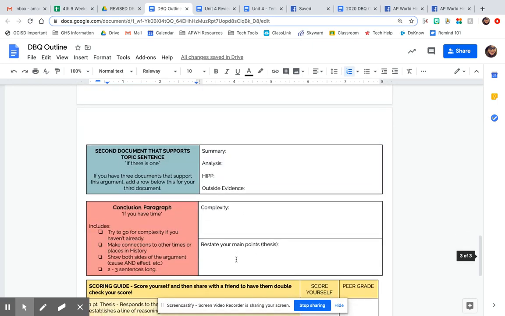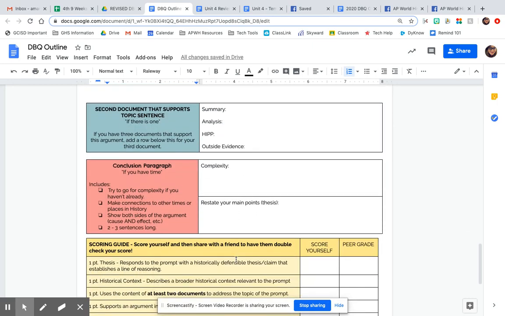At the bottom, I have a conclusion paragraph where you can try to shoot for that complexity point if you haven't already throughout your essay. Ideally, complexity is something that you work on getting throughout the essay. That's where you show both sides of an argument. So if the prompt asks for similarities, you show similarities and differences, or if it asks for changes, you also do continuity, etc. You can also make connections to other times or places in history.